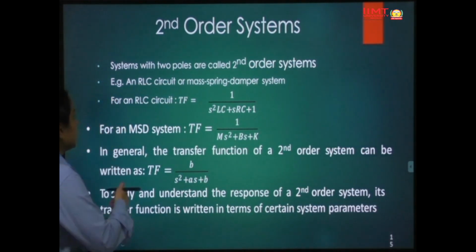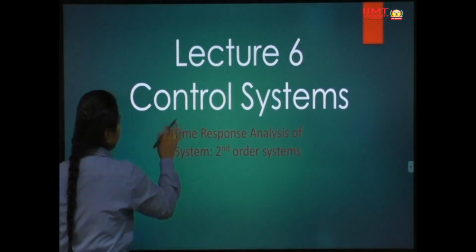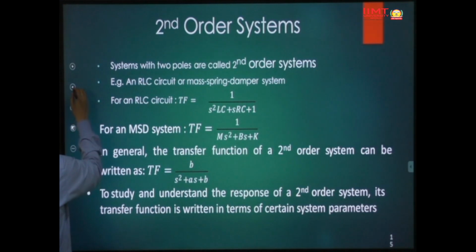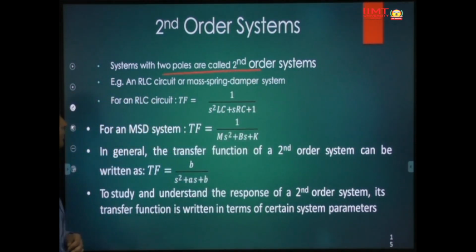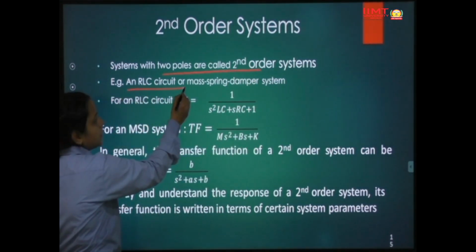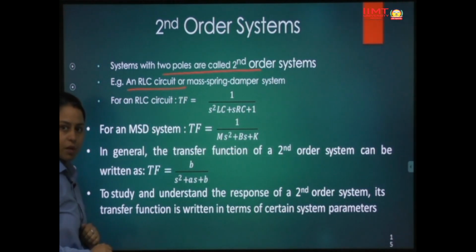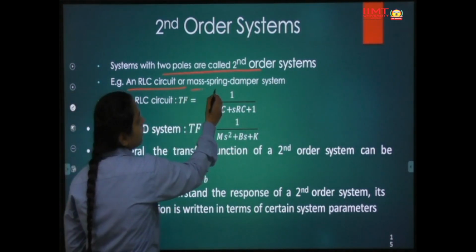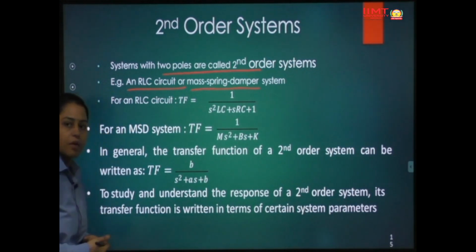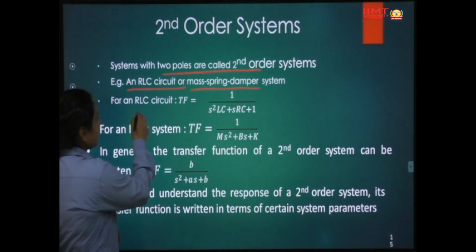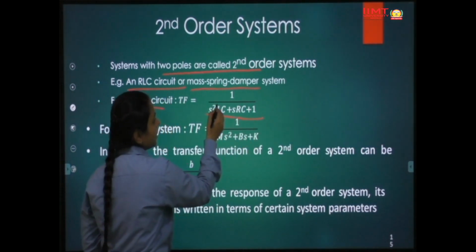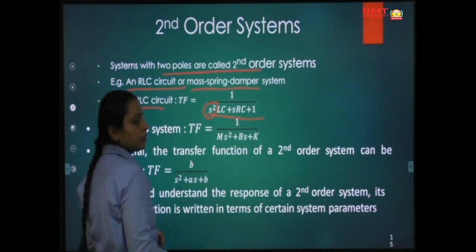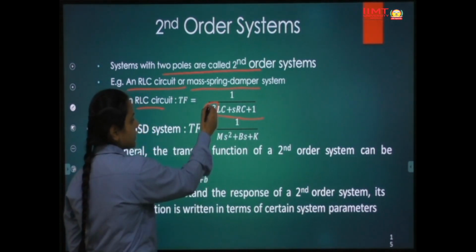When we have a system with two poles, it is called a second order system. For example, a series RLC circuit is an example of a second order system, and also a mass spring damper system is an example of a second order system. The transfer function for an RLC circuit is 1 upon s square LC plus sRC plus 1, as the highest power of s in the denominator is 2. So this is called a second order system.